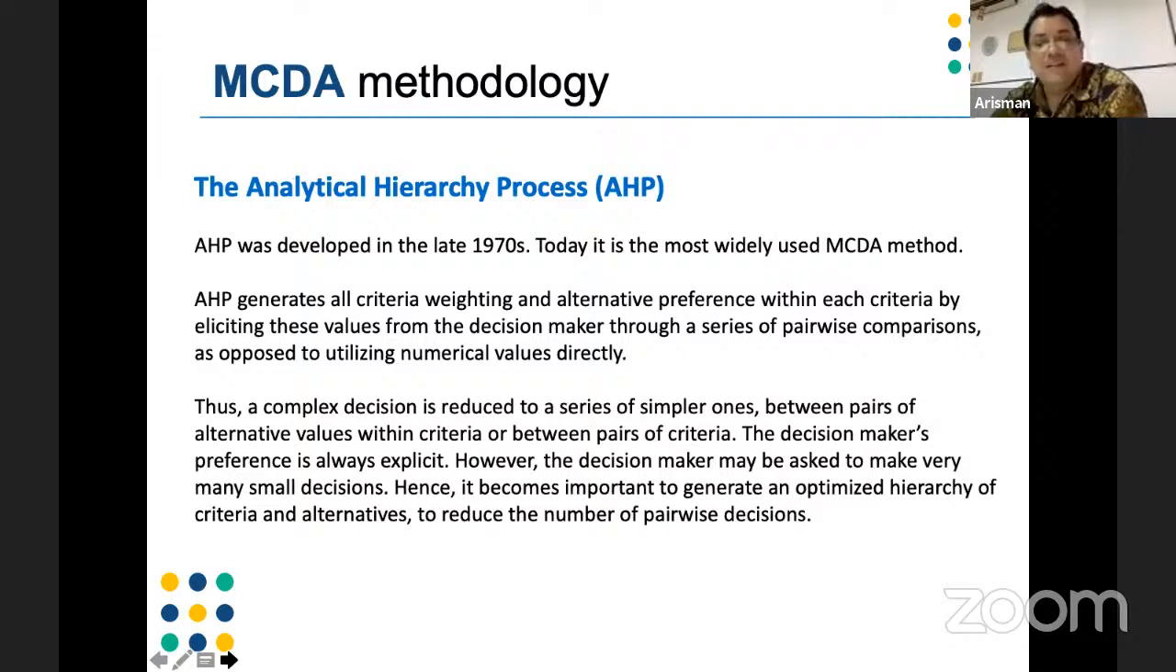One of the oldest tools or methods is the analytical hierarchy process, developed in the 1970s by Thomas Saaty. This one generates all criteria and alternative preferences for each criterion by eliciting these values from the decision maker through a series of pairwise comparisons, as opposed to utilizing numerical values directly. Of course, the comparison is reduced to a series of simpler ones between pairs of alternatives within criteria, or between pairs of criteria. The decision maker's preference is always explicit. However, the decision maker may be asked to make a very large number of decisions. It has become important to generate an optimized hierarchy of criteria and alternatives to reduce the number of pairwise decisions.